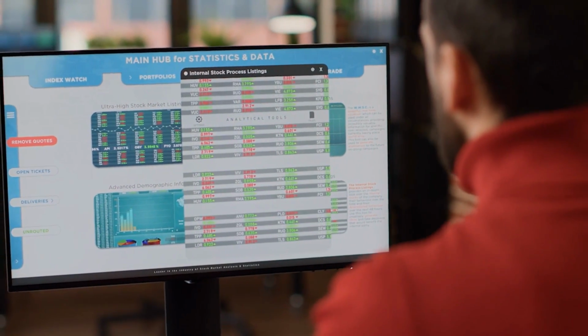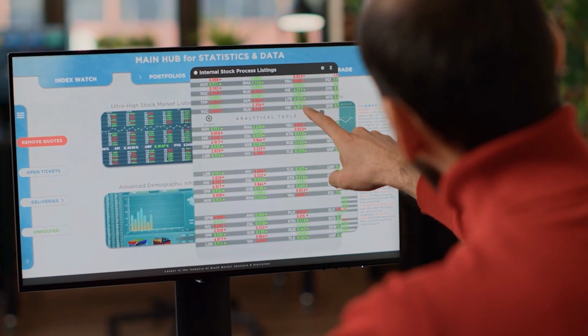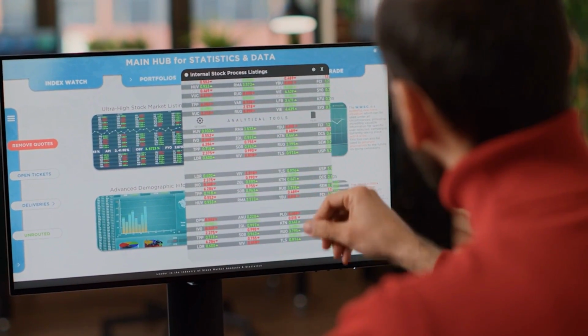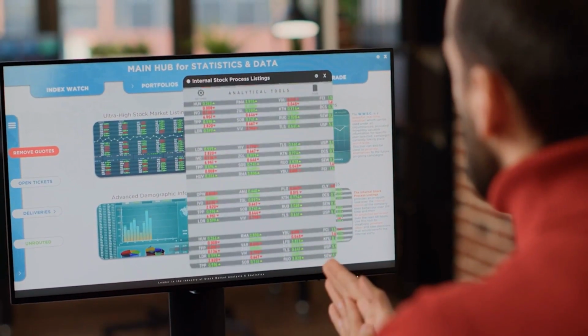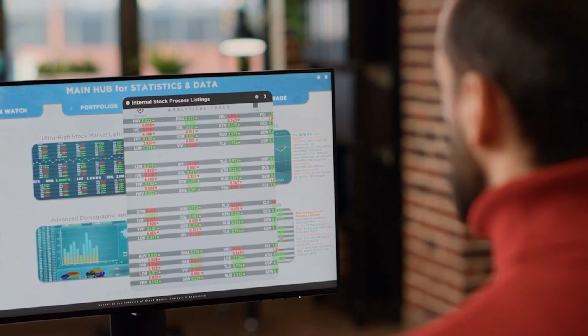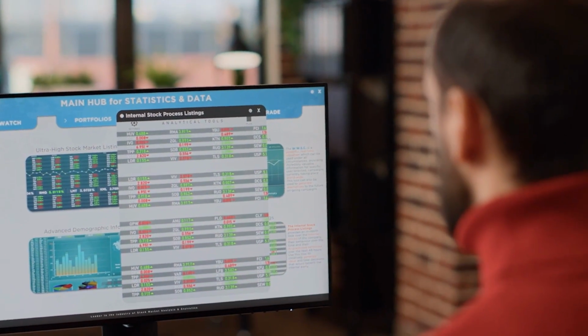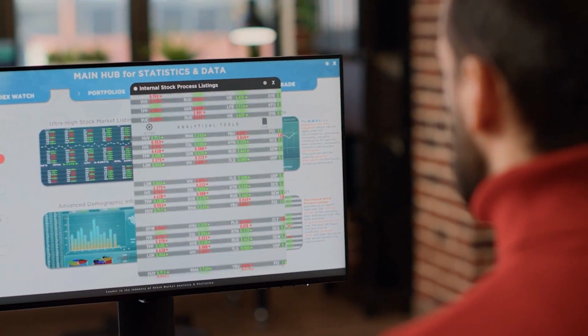Next, spikes in implied volatility. If the price of the stock hasn't moved, but the cost of the options contract is going up, it tells you that the IV is increasing and you're paying more for those contracts because the price move is going to come. Now, in this case, the unusual options activity is telling you and I that a big move is coming.